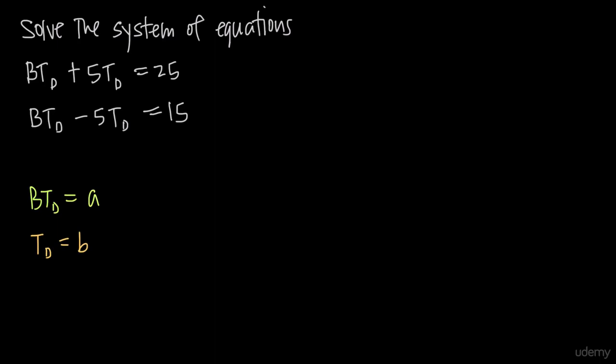If that were the case, you could go ahead and rewrite these equations. Bt sub d would give you a, and then you'd say plus 5 times t sub d, which we know is b, and that's going to be equal to 25. For the second equation, we have bt sub d, which we're going to call a for now, and then minus 5 times t sub d. We know t sub d is b, and then we have equals 15.